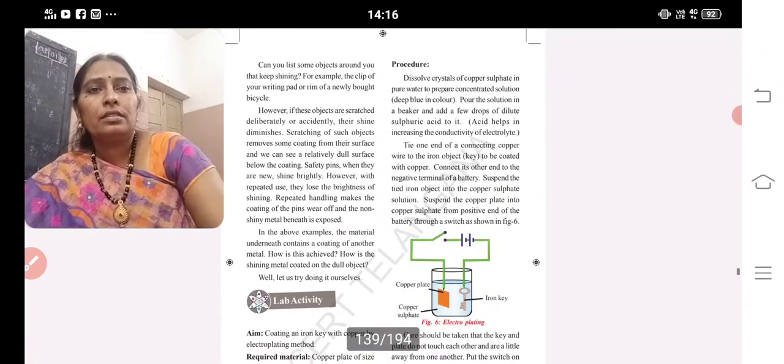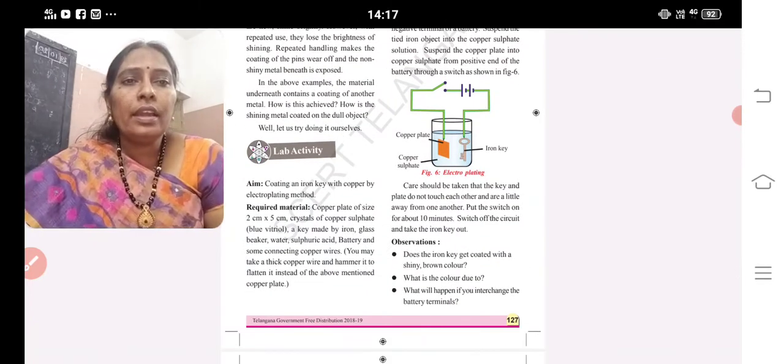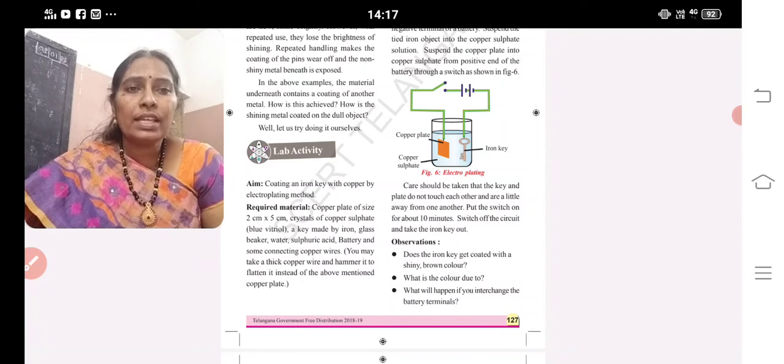Now take coating an iron key with copper by the electroplating method. What is meant by electroplating? Let us discuss. What is required? A copper plate of size 12 centimeters by 5 centimeters, copper sulfate crystals, which are blue vitriol, and a key made of iron. A glass beaker, water, sulfuric acid, a battery, and some connecting wires are required.